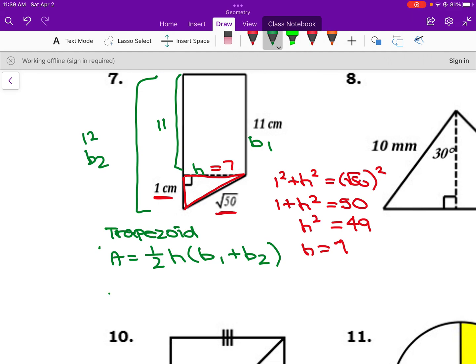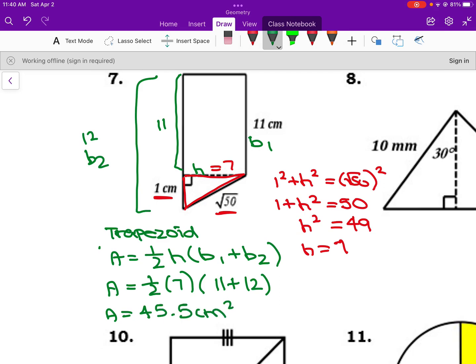So now I have all of the particulars I need for my calculation, so I'm just taking 1/2 of 7 times b1, which is 11, plus b2, which is 12. All right, so if I multiply these out, I'm taking 13 times 7 divided by 2, so 45.5 for my measurement here, and this is in centimeters squared.